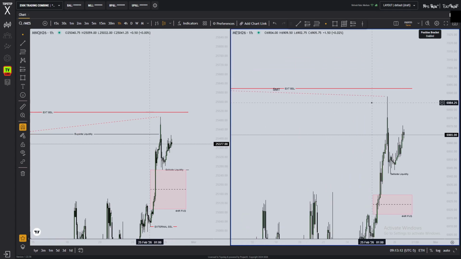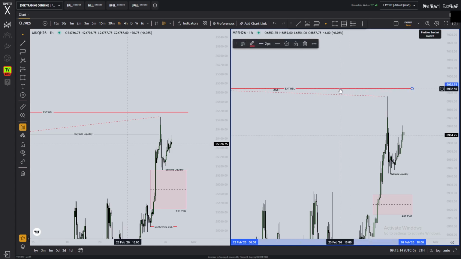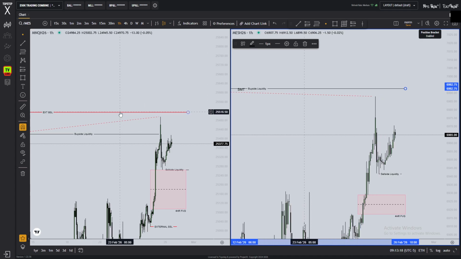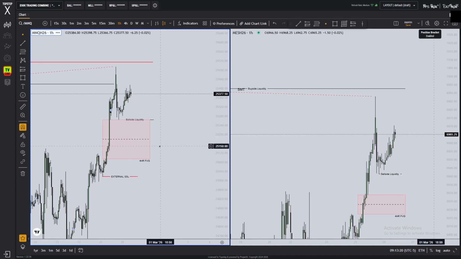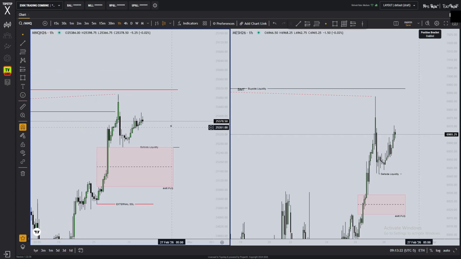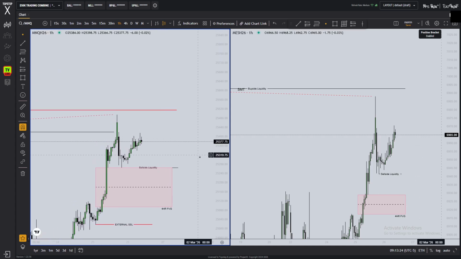So this has yet to get taken. We know we have SMT, and that other high up here just does not correlate on ES. So we're going to leave that be for the moment.